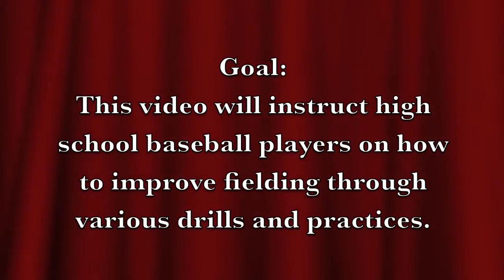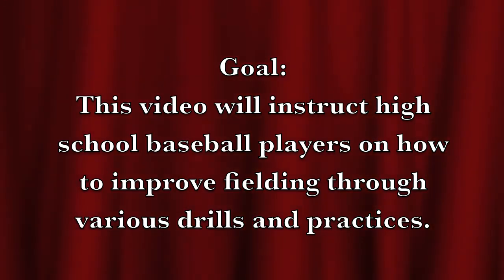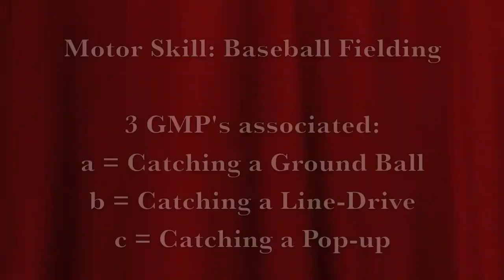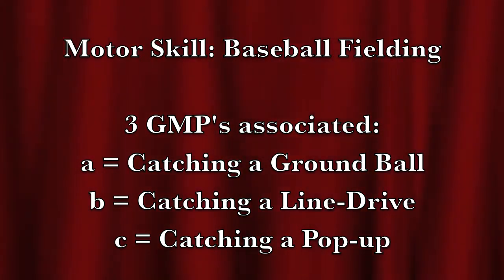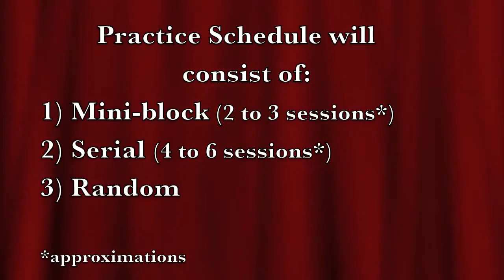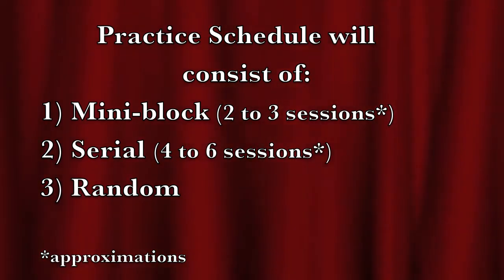This video will instruct high school baseball players on how to improve fielding through various drills and practices. There are 3 GMPs associated with fielding a baseball: catching a ground ball, catching a line drive, and catching a pop-up. The practice schedule will consist of mini block practice, serial practice, and random practice.